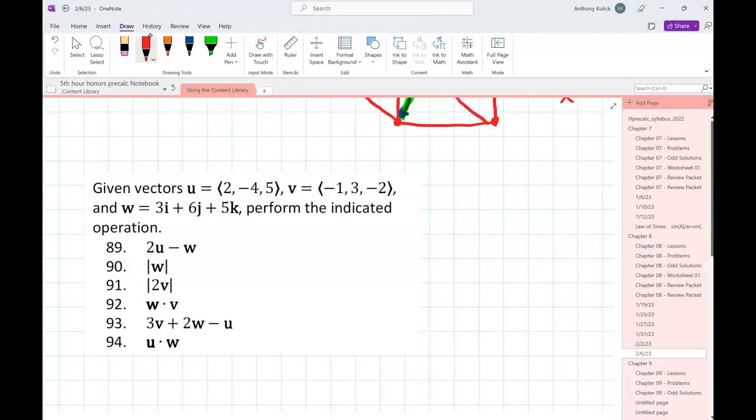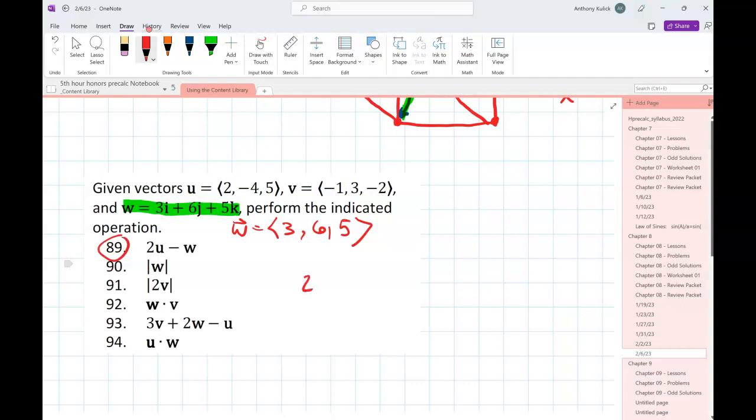All right. So, first thing I would do is notice that the vector W is written in linear combination form as opposed to component form. So I'm going to translate that into component form. The coefficient on the i becomes my x component, the j becomes my y component, and the k becomes my z component.